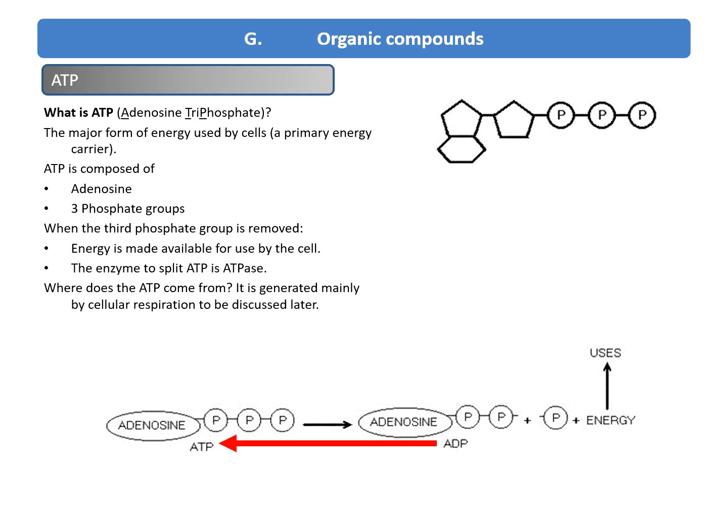Where does the ATP come from? It's generated mainly by cellular respiration. We'll cover this in the next unit. The enzyme to form ATP is ATP synthase.